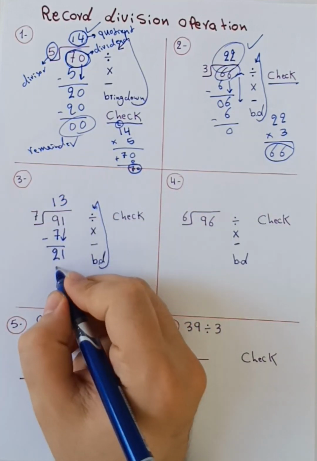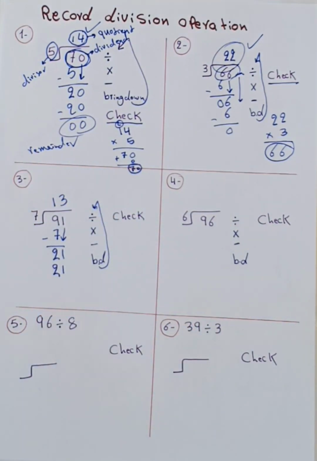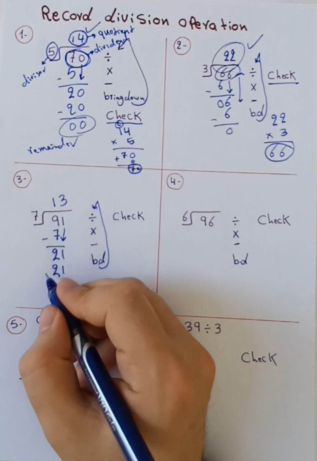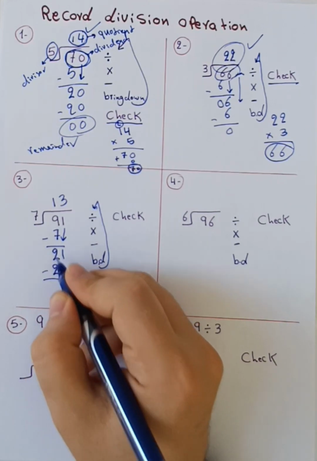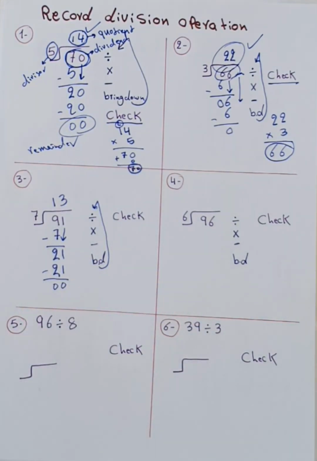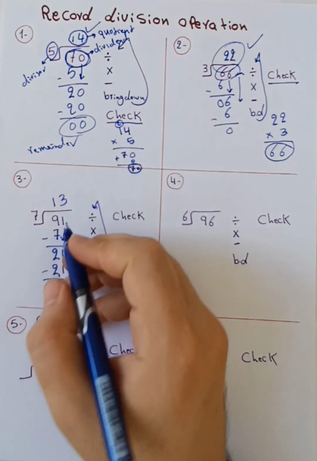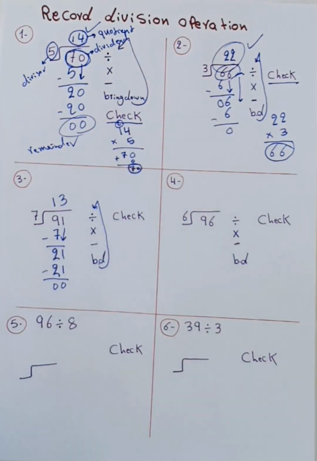3 times 7 equal to 21. After multiply, we have subtract. 1 minus 1 is 0, 2 minus 2 is 0. After subtract, we have bring down. But after this one, we don't have any numbers to bring down, so we have to stop here.